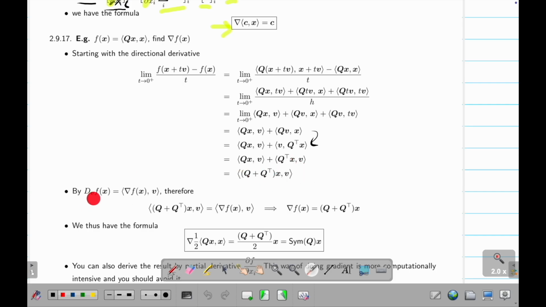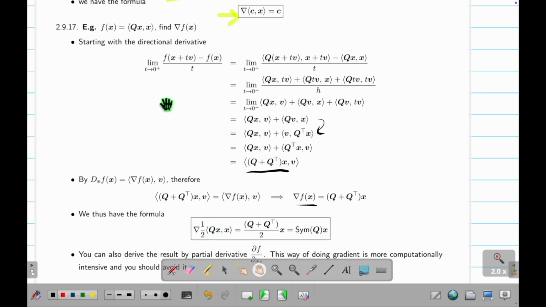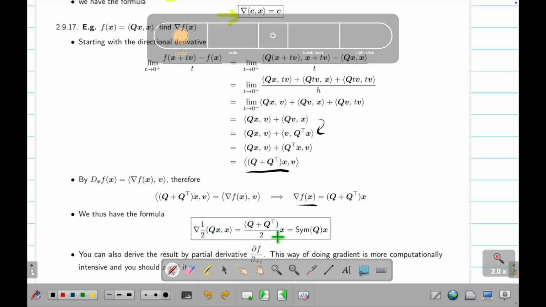And because the directional derivative of f at x equals the gradient inner product v, now I get the directional derivative as something inner product with v, then this something is the gradient. So the gradient of the quadratic term, by using the directional derivative, is (Q plus Q transpose) divided by 2, times x. Here, there's no half. So that's why when I have a half, there's a half.